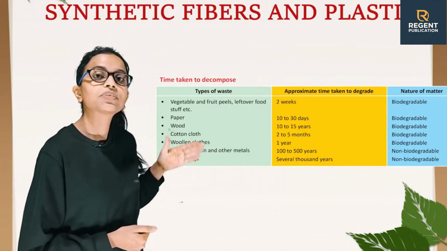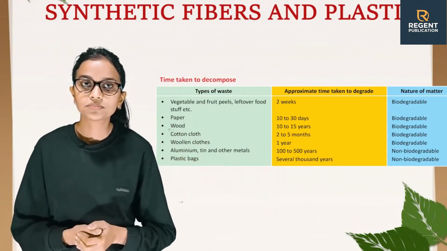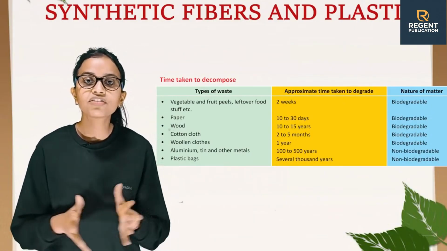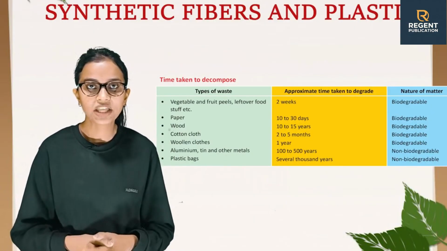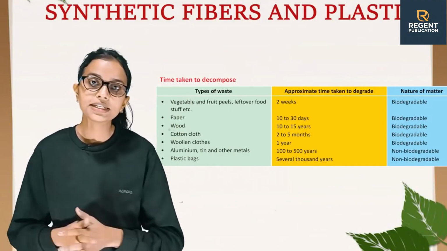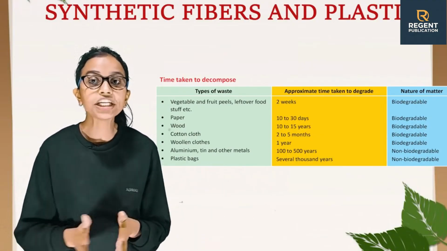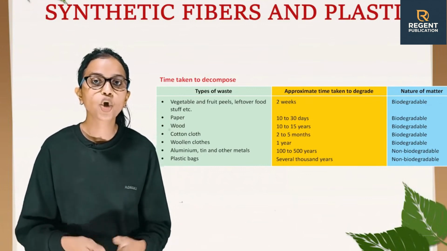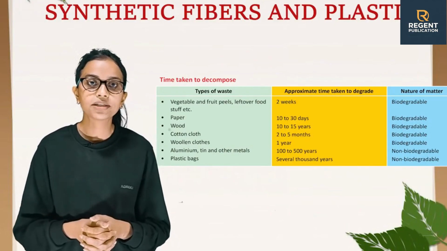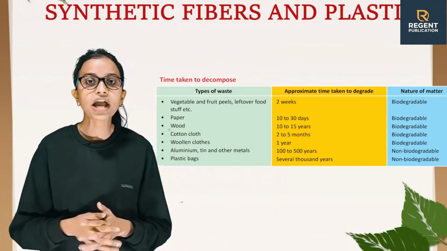Type of waste, approximate time taken to degrade, nature of matter. Vegetables and fruit peels, leftover food, etc., 2 weeks, and it's biodegradable. Paper takes 10 to 30 days and it's also biodegradable. Wood, 10 to 15 years, biodegradable. Cotton cloth, 2 to 5 months, also biodegradable. Woolen cloth takes 1 year and it's biodegradable.